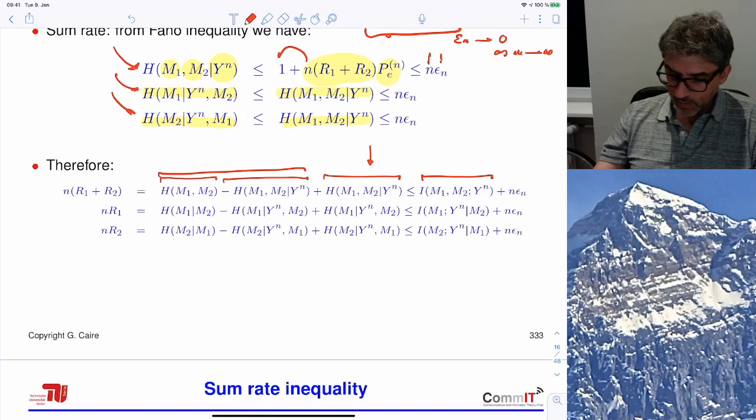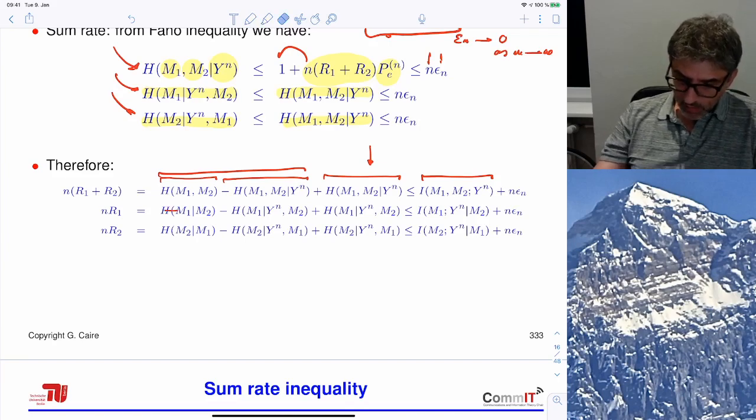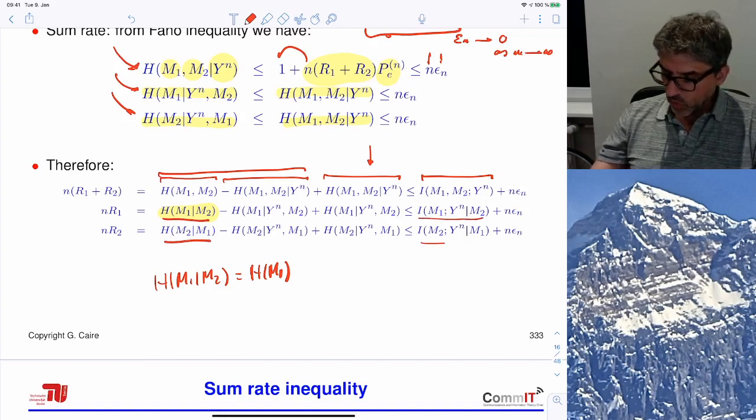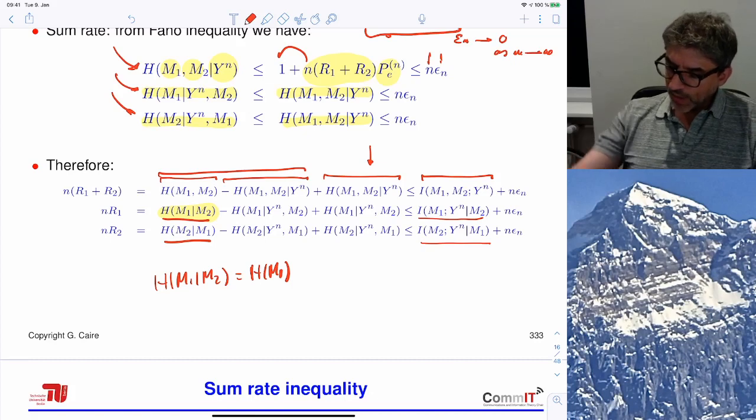Okay, so I end up with this bound, and I can do a similar thing here for the individual rate by adding and subtracting these other conditional entropies. And why can I write nR1 as this conditional entropy here? Because the two messages are independent. So we have that H(M1 given M2), in fact, is H(M1). But I like to write it in this form because then the difference between these two terms is simply these mutual informations.